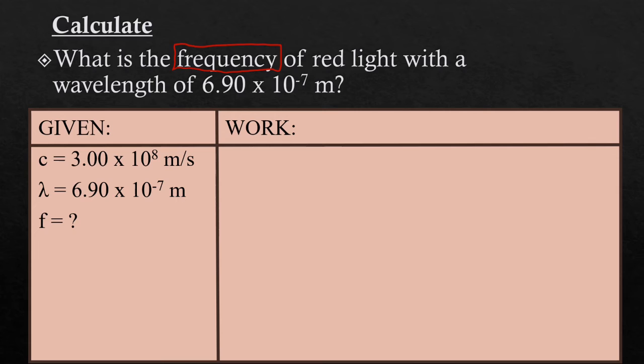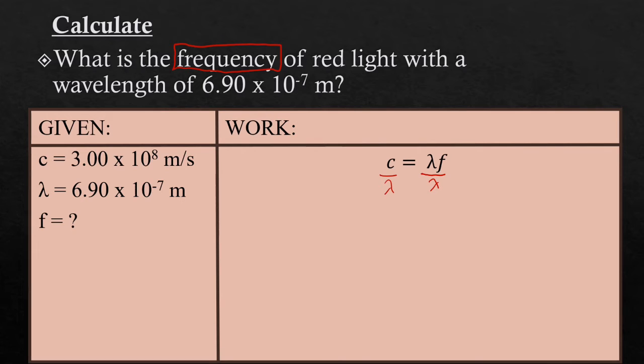Next, I like to write out the equation. C equals wavelength times frequency. The next step is that I need to isolate my variable that I'm looking for. So that is F. So in order to do that, I need to divide both sides by wavelength.